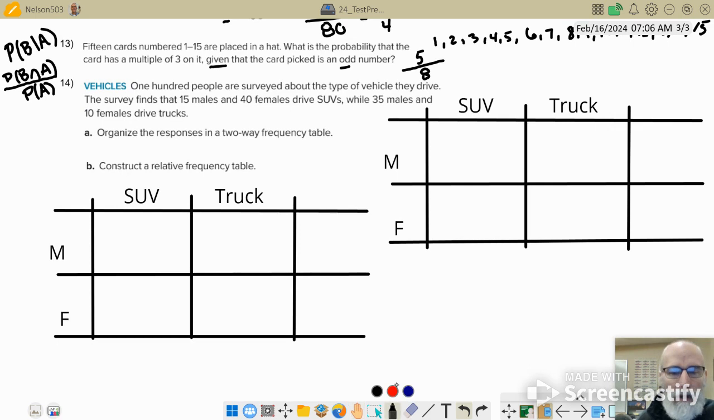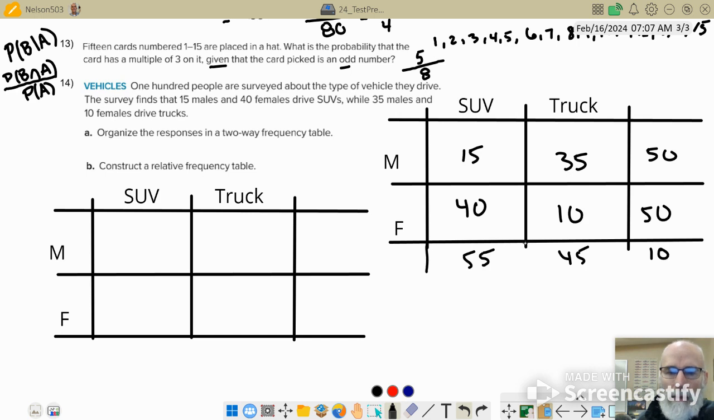All right, how do you make a frequency table? You take the information and you put it into a table. So it says 15 males and 40 females drive SUVs. And then it says 35 males and 10 females drive trucks. Then you add them up to get totals here. So this, I think, comes out to be 50. This comes out to be 50. This comes out to be 100. You add this way, you get 45. You get 55. Yes, the totals add up, right?